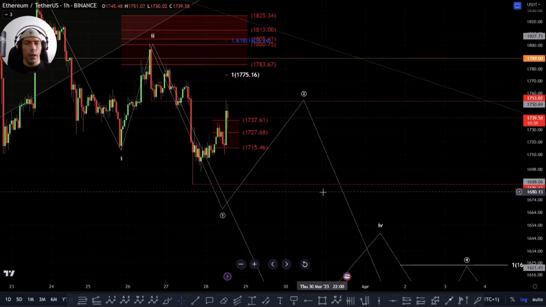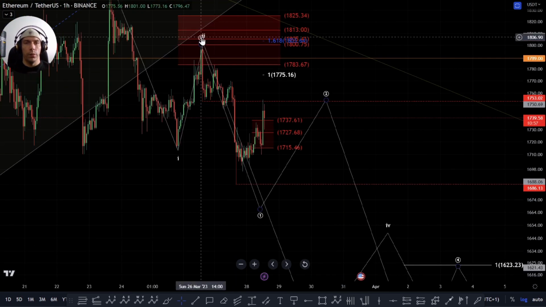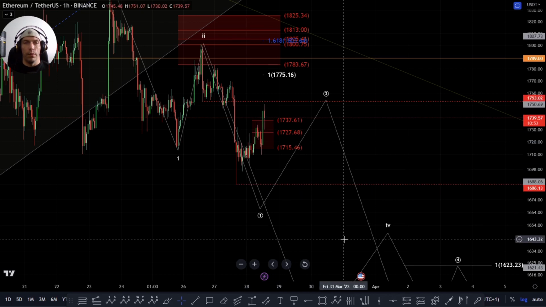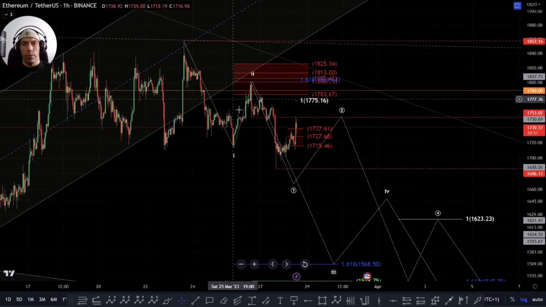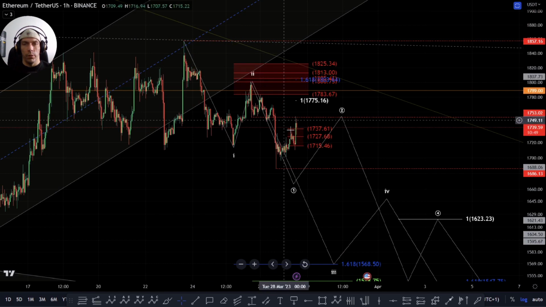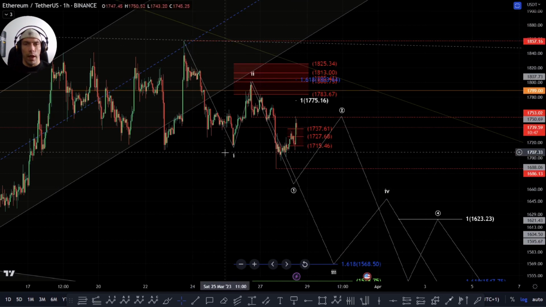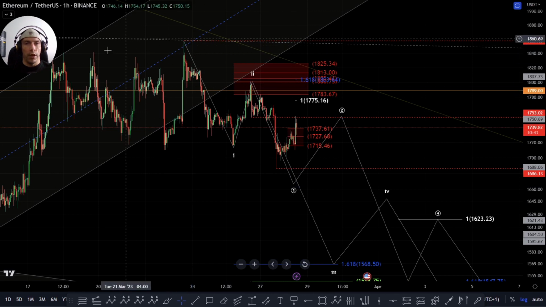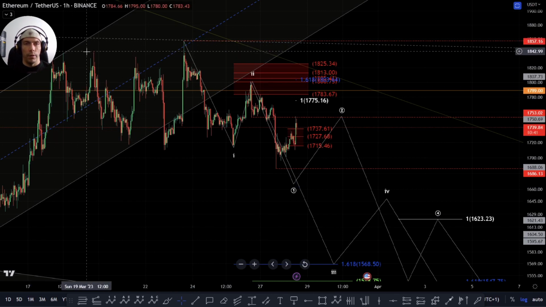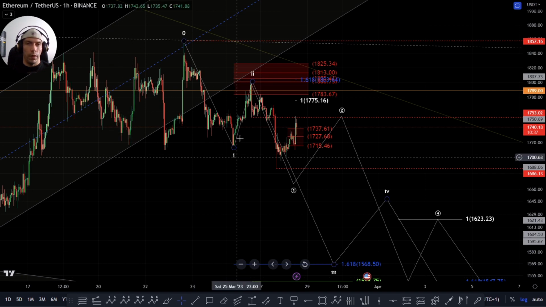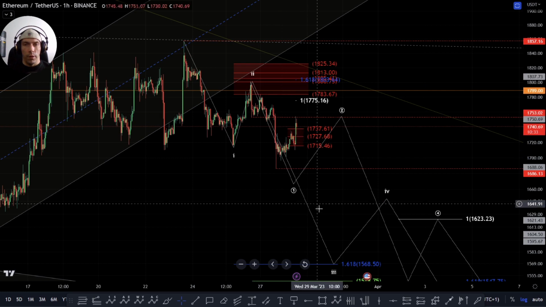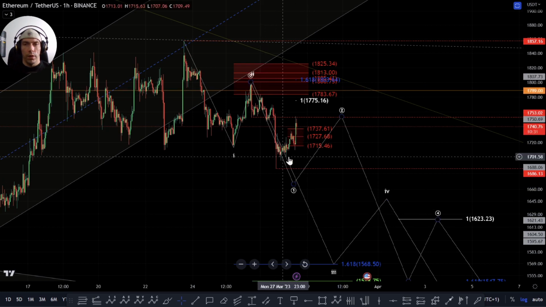However, it is still possible we could form a diagonal here where this becomes a 1, 2, 3, 4, 5. But the problem with that is it wouldn't really fit into this unless it was becoming a leading diagonal, or this is an A, a B, and a C, in which case we would have to change how we look at this corrective move. So, we need to be aware there is still that potential that we could see this play out as a bigger 5 wave move to the downside here.